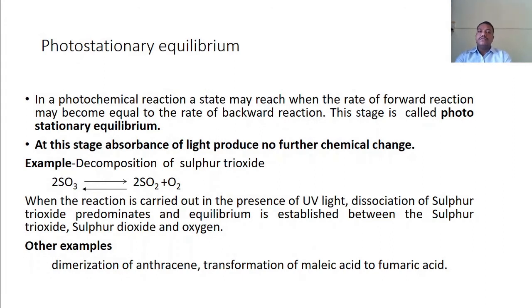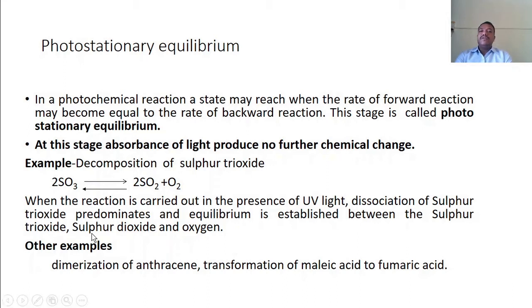Next is photostationary equilibrium. In a photochemical reaction, a state may be reached when the rate of forward reaction becomes equal to the rate of backward reaction. This stage is called photostationary equilibrium. In a photochemical reaction, at some stage, when the rate of forward reaction is equal to the rate of backward reaction, this stage is called photostationary equilibrium. At this stage, absorbance of light produces no further chemical change.